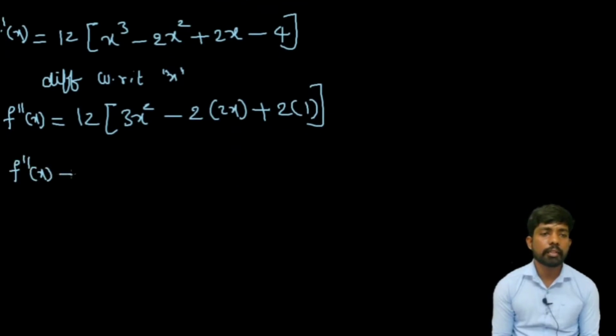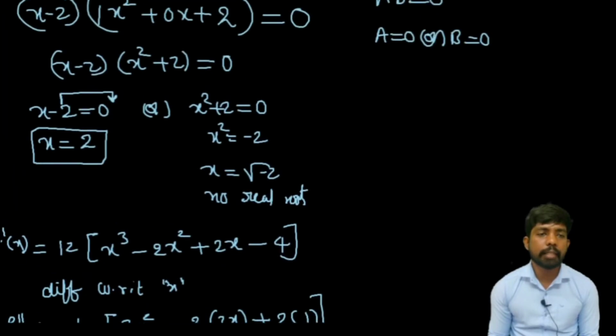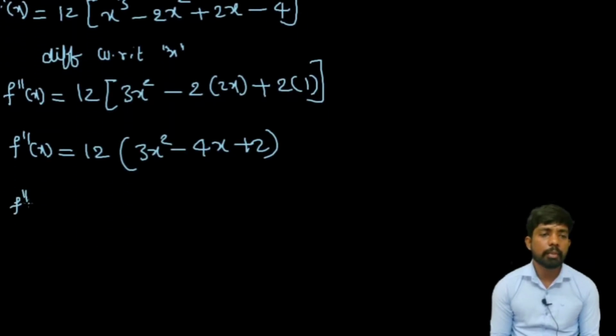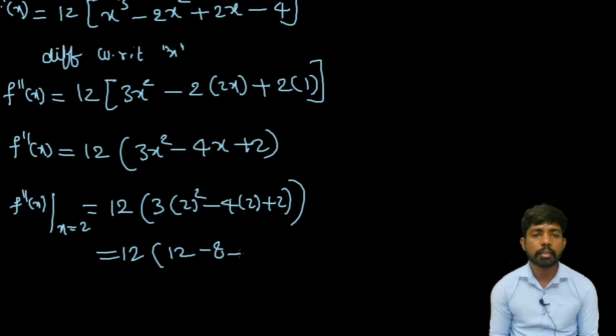Double differentiation of x equals 12 into, here 2 2s are 4, 3x square minus 4 into x plus 2. Therefore we have to substitute the extreme value x equals 2. So double dash of x at x equals 2, substitute here: 12 into 3 into 2 square minus 4 into 2 plus 2. Now is this result positive or negative? 2 2s are 4, 4 3s are 12, 2 4s are 8, minus 8 plus 2.